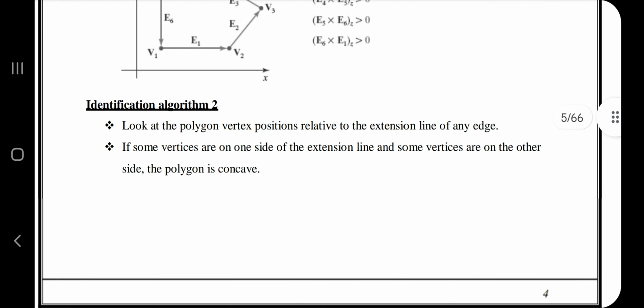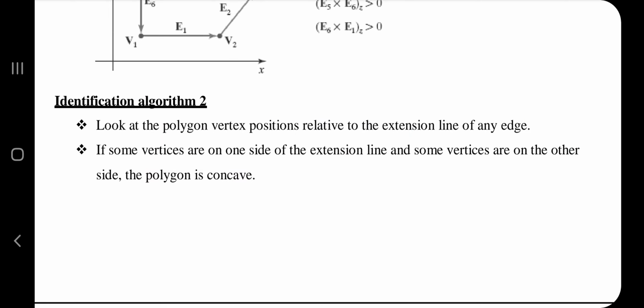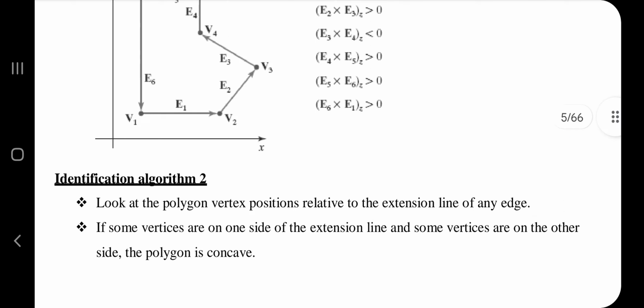The second algorithm is, not much information is given. Look at the polygon vertex positions relative to the extension line of any of the edges. If some vertices are on one side of the extension and some vertices are on the other side of the polygon, then it is concave.